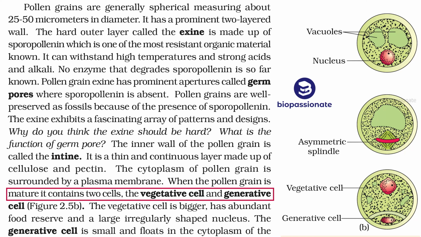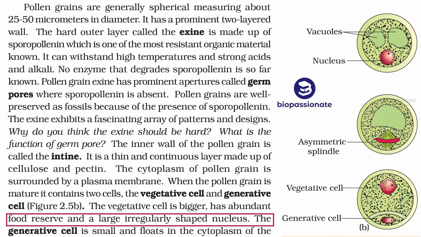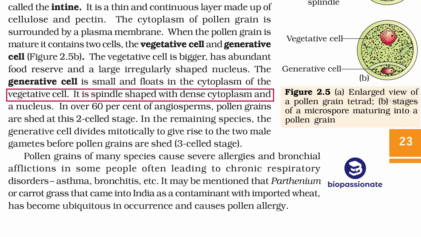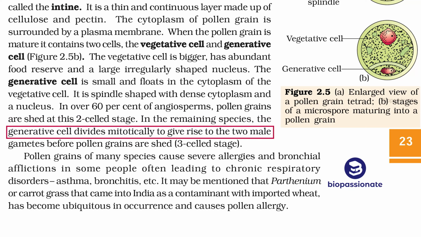When the pollen grain is mature, it contains 2 cells, the vegetative cell and generative cell. Figure 2.5b. The vegetative cell is bigger, has abundant food reserve, and a large irregularly shaped nucleus. The generative cell is small and floats in the cytoplasm of the vegetative cell. It is spindle-shaped with dense cytoplasm and a nucleus. In over 60% of angiosperms, pollen grains are shed at this 2-celled stage. In the remaining species, the generative cell divides mitotically to give rise to the 2 male gametes before pollen grains are shed, 3-celled stage.